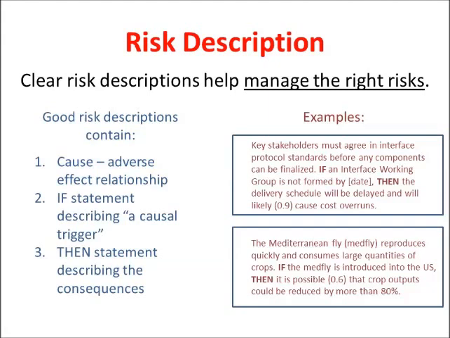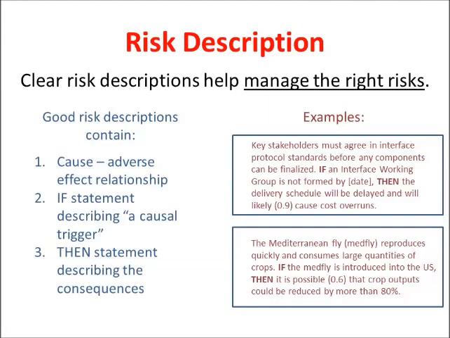The second example: the Mediterranean fly, or medfly, reproduces quickly and consumes large quantities of crops. If the medfly is introduced into the United States, then it is possible, 0.6, that crop outputs would be reduced by more than 80%.